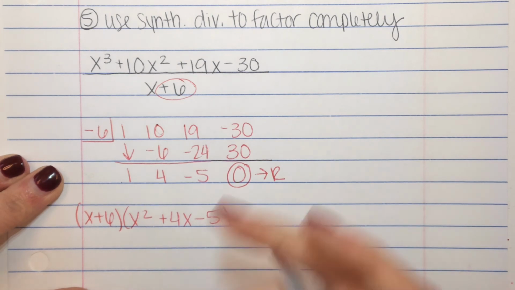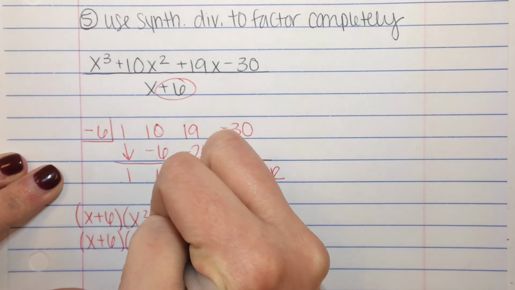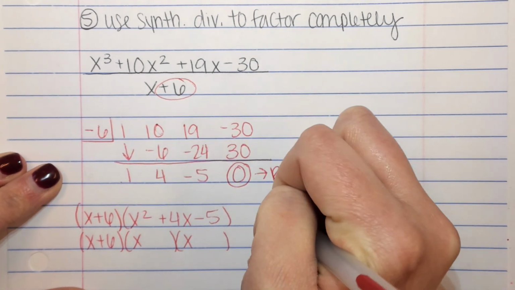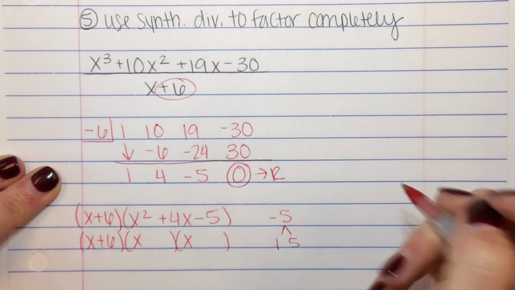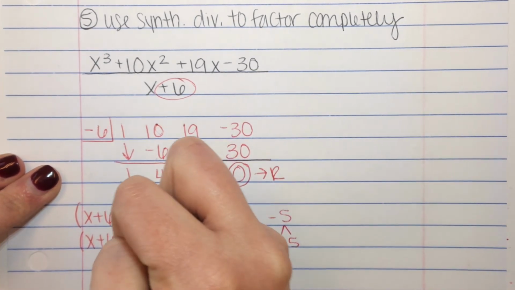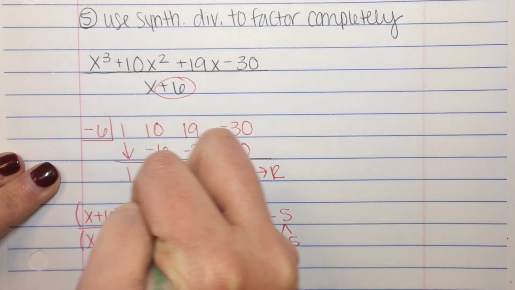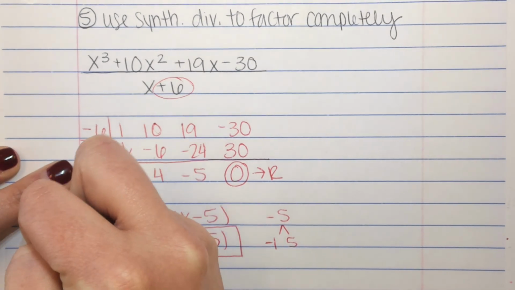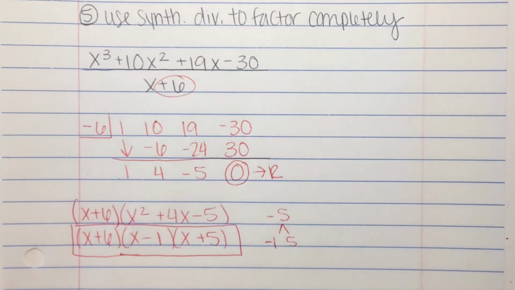Okay, let's factor this trinomial. So bring down your x plus 6, an x, and an x. We need factors of negative 5 to give us 4. So 1 and 5 are the obvious option. We can do 5 minus 1 to give us 4. So x minus 1 and x plus 5. And there's your completely factored polynomial. Okay, and again, just look and see what it's asking for you to type in Math Excel.